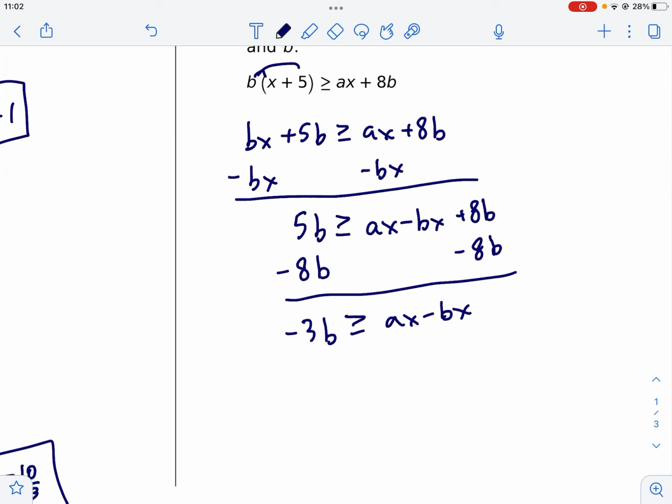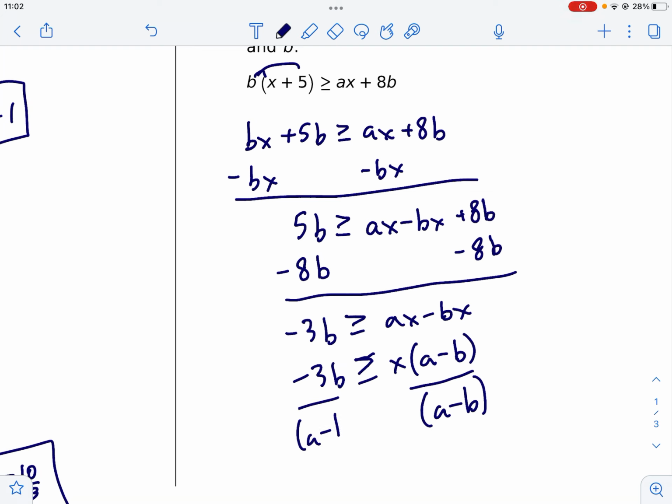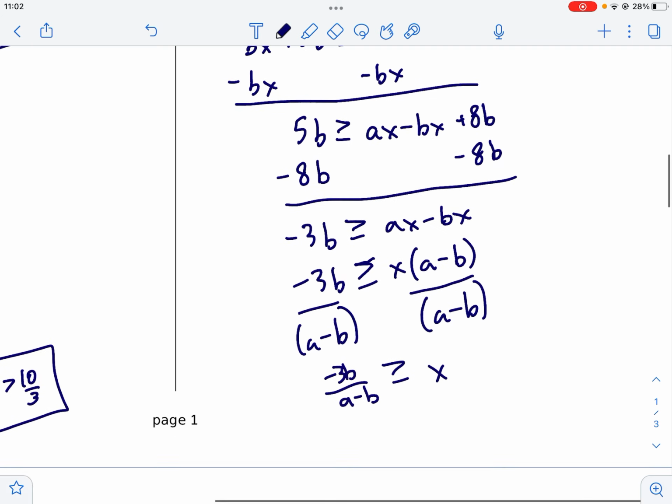And now we'll note that we have ax minus bx, which we can't subtract, but we can factor. X is a greatest common factor. And after we take out a minus b, we can divide that on both sides of the equation. So negative 3b over a minus b greater than x, or x is less than or equal to negative 3b divided by a minus b.